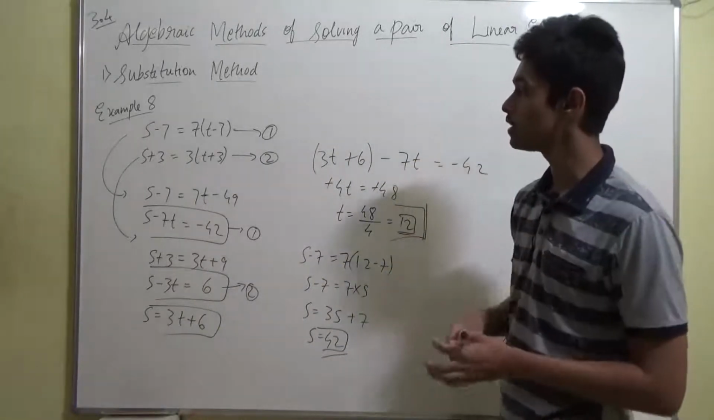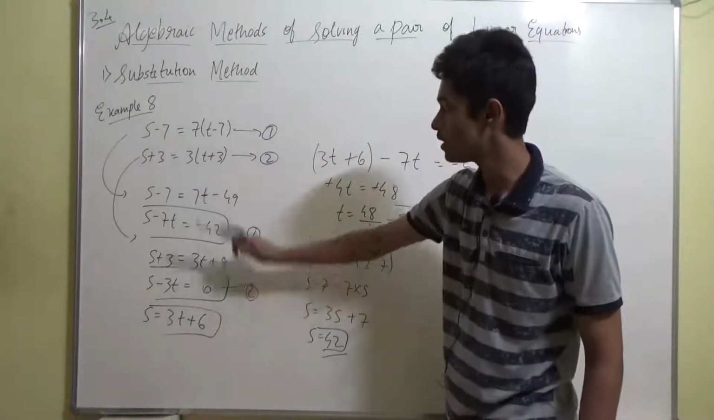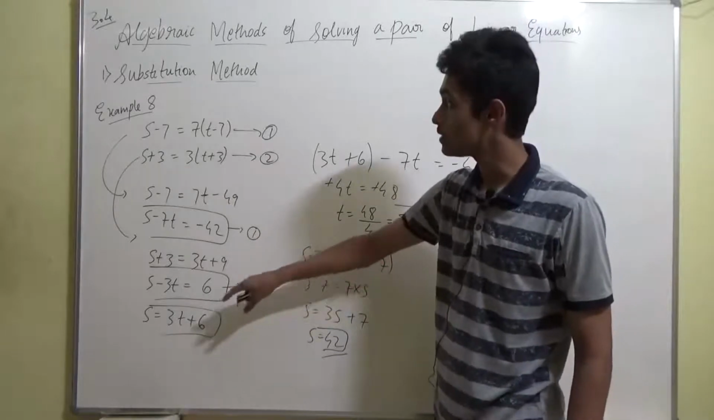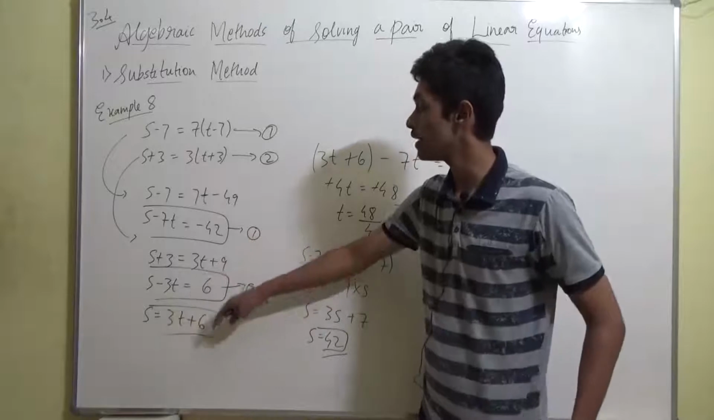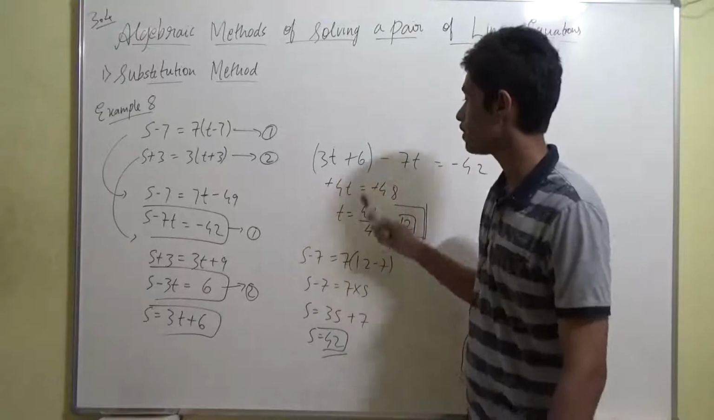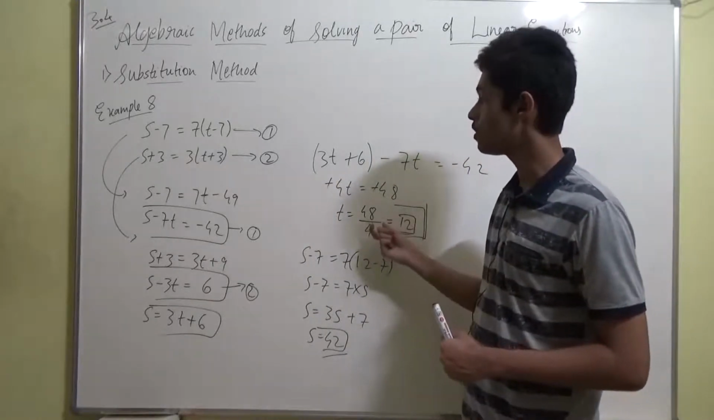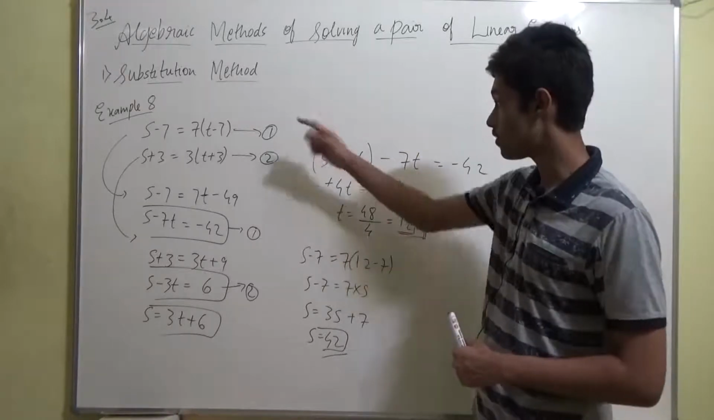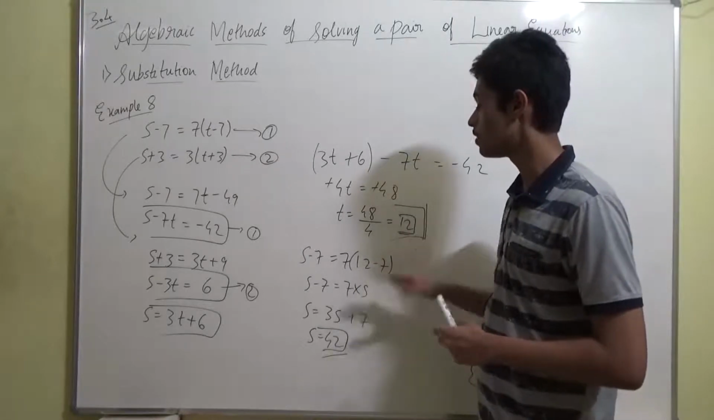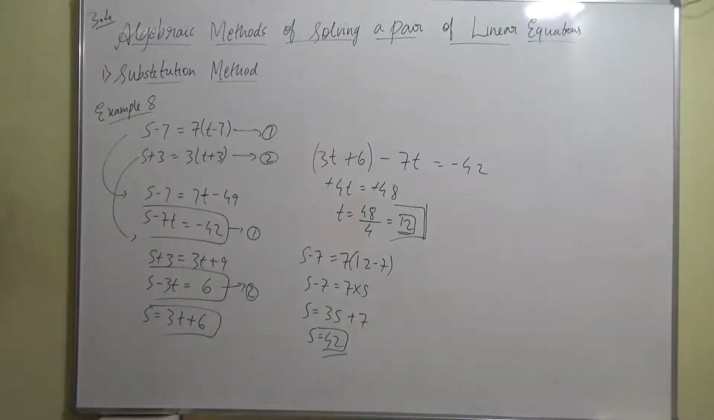So what we first did is we took the value of s in terms of t from equation 2, right? After that, we substituted that value in place of s in the first equation, and then we got the value of t. Then we placed the t value again in equation 1, and after that we got the value of s also. So we got both the values of t and s. That's what we had to find in this question, both of the variables.